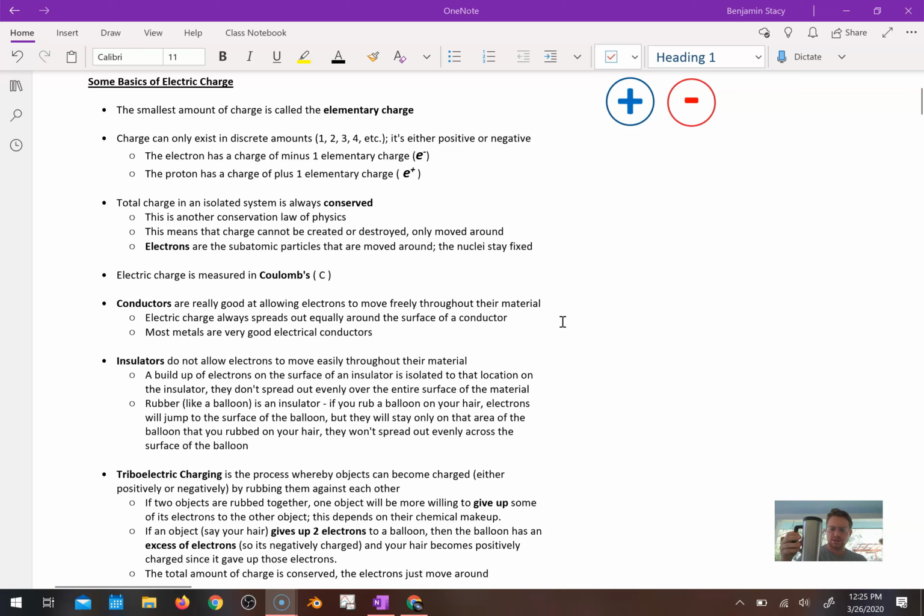So here's the coffee mug. If I were to charge this up, if this metal is a good conductor, and I were to somehow get some electrons on it, they would all spread out uniformly because they're repelling each other.